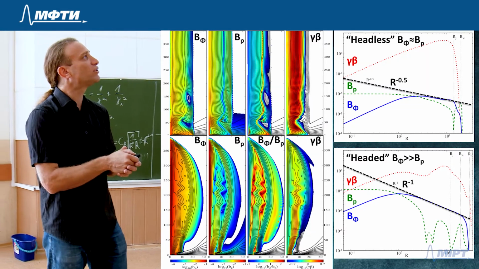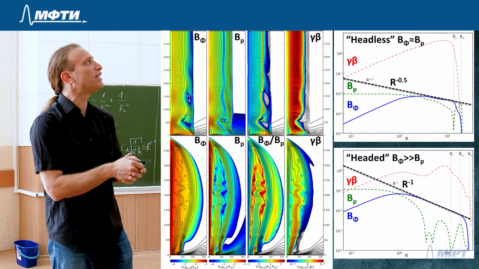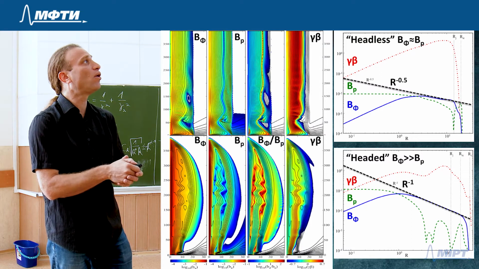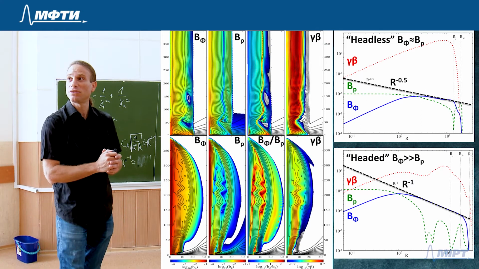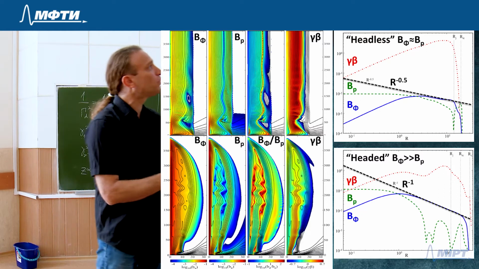The Lorentz factor is increasing up to the point where B phi is equal to BP, and at this point it's about 1. This is gamma beta, it's not the Lorentz factor. And from there on, it's roughly constant. I have a very inefficient acceleration, and BP drops very fast.